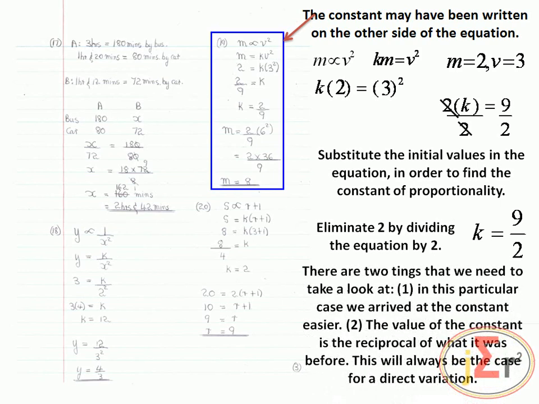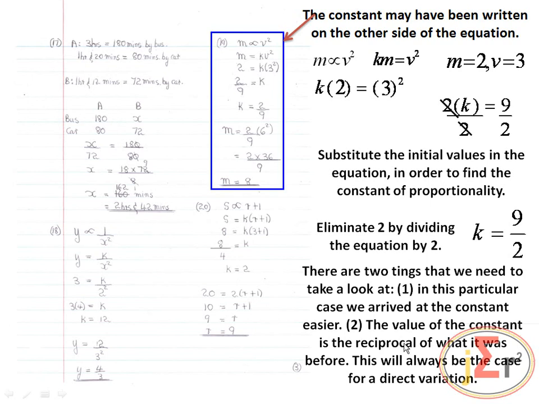There are two things that we need to take a look at. One, in this particular case, we arrived at the constant easier. Two, the value of the constant is the reciprocal of what it was before. This will always be the case for a direct variation, but not the same for an inverse variation. So what we have right there is a reciprocal of the value of the constant that we had before.